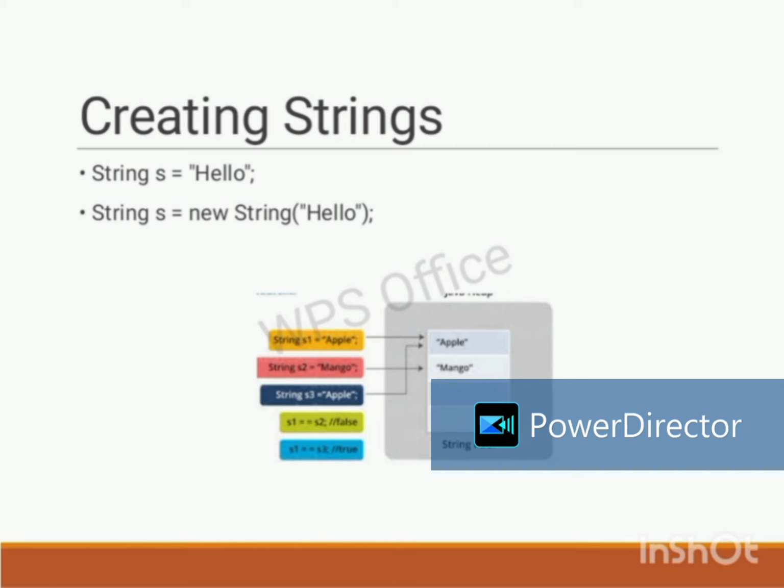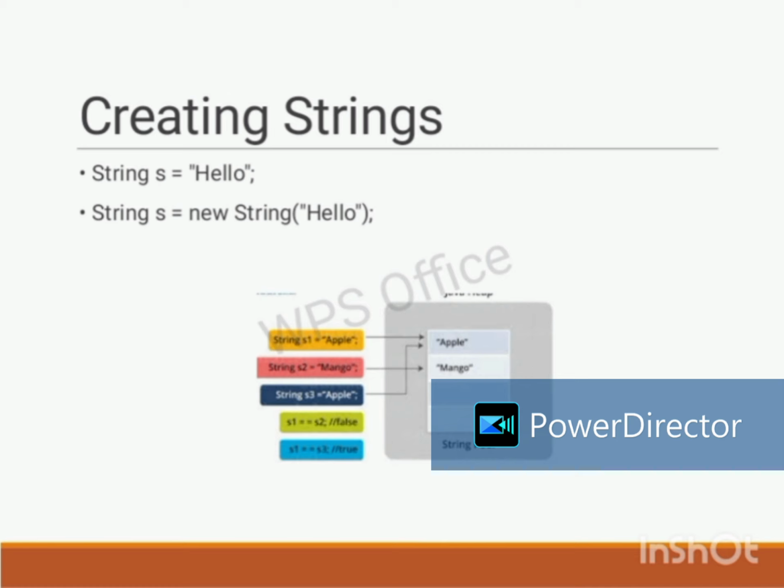There are two main ways. First one, string literal. You can directly assign a string using double quotes like this. String s1 equals hello, with double quotes. This is the most common and efficient way. The JVM stores those in the string pool, which helps reduce memory usage by reusing identical string literals.